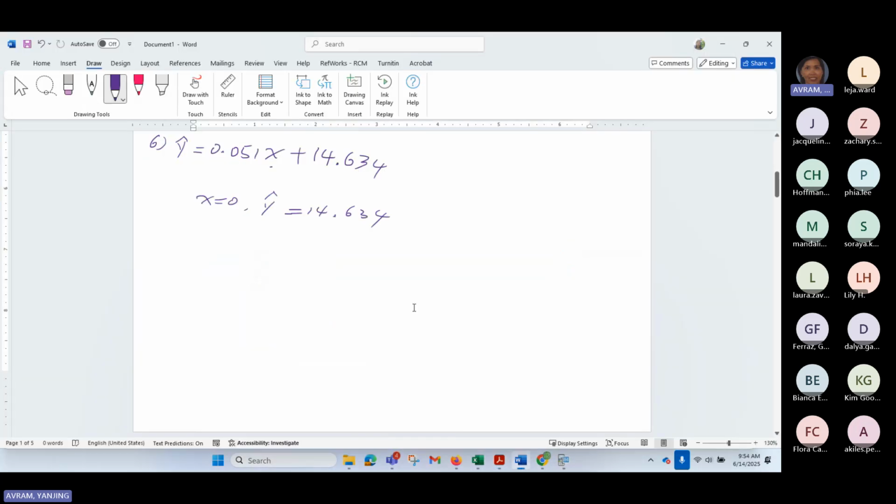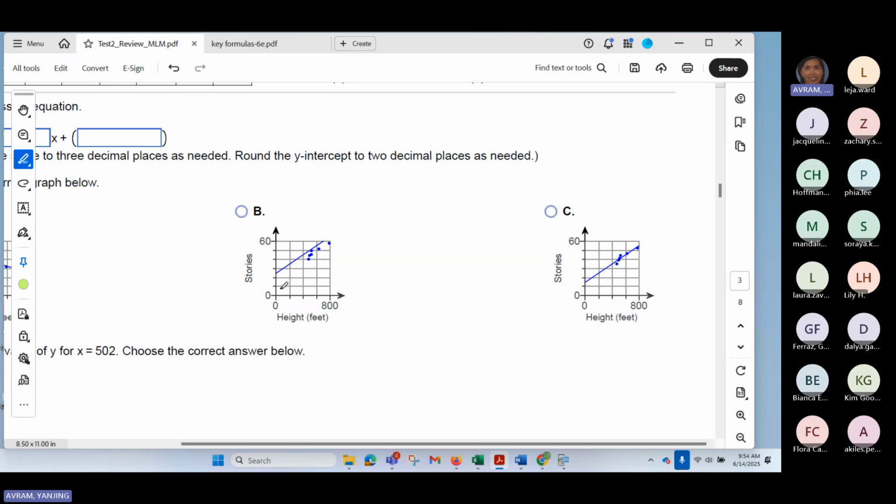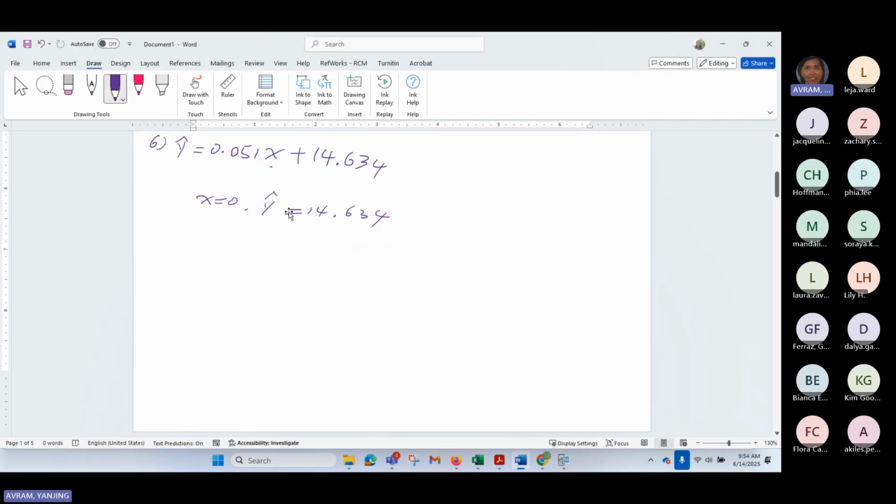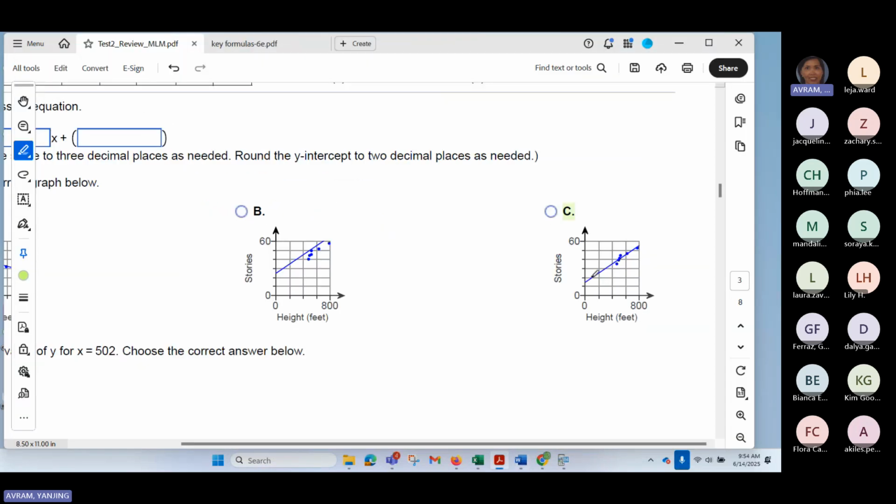Our y-intercept, when x is 0, is supposed to be 14.6, less than 20. And this one apparently is about 20, because each grid should be 10. So this one right here is 10, 14, so it should be C. C should be the correct answer, not B. Because if you calculate each grid here, it should be just 10. And when x is 0, the y-intercept, y-hat, should be just 14 point something. So C is the correct answer.